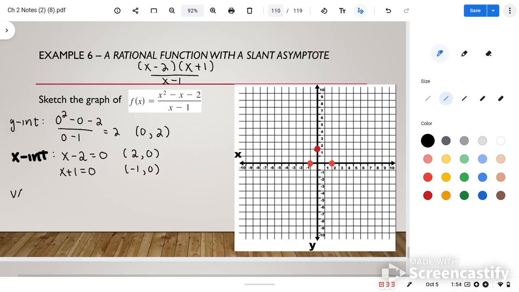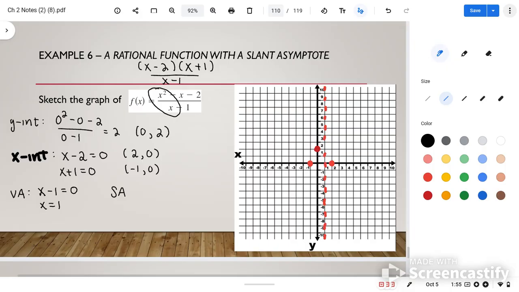Vertical asymptotes would be when your denominator is 0, but not the same as your numerator, but we don't have those same factors, so we just know our vertical asymptote will be when x minus 1 equals 0, which would be when x equals 1. So again, we'll plot that vertical asymptote at x equals 1. And then when we look at our end behavior, when we're comparing those terms, we notice that our numerator has a degree that's 1 more than the denominator. So that will be your slant asymptote.